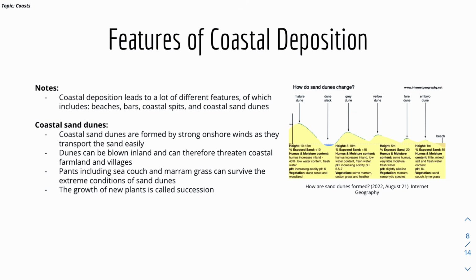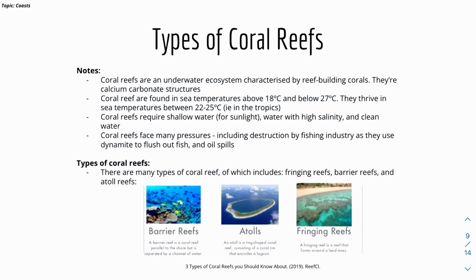And you can see some more notes here. And then we'll move on to coral reefs, and here we look at the types of coral reefs. So here's a quick note before we go into the types. Coral reefs are an underwater ecosystem characterized by reef-building corals, and they are calcium carbonate structures.